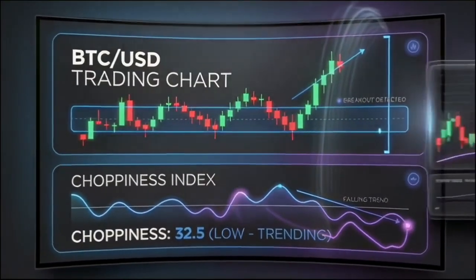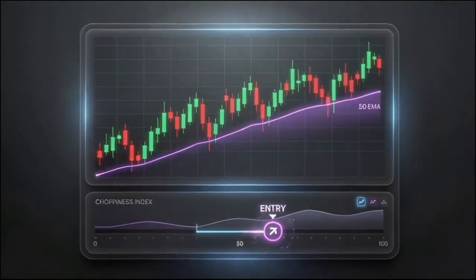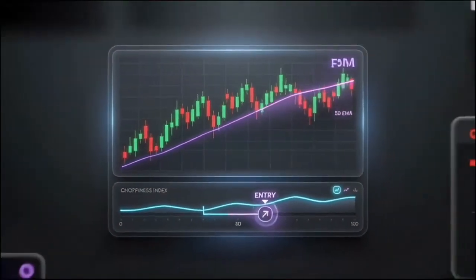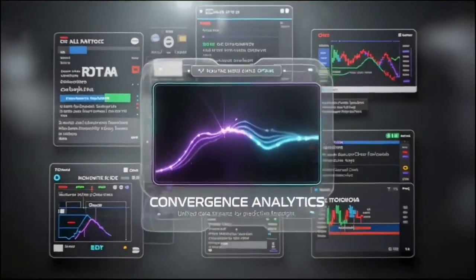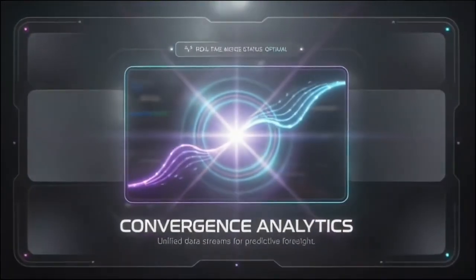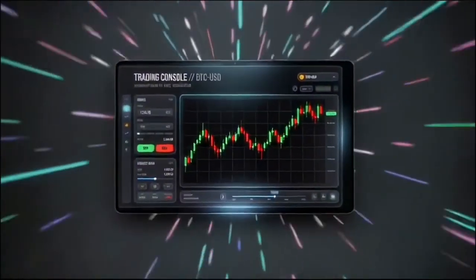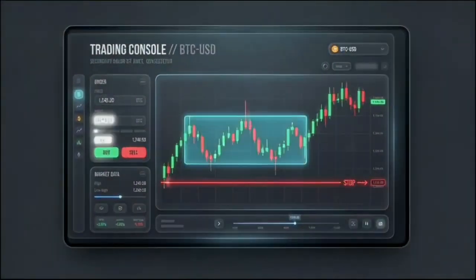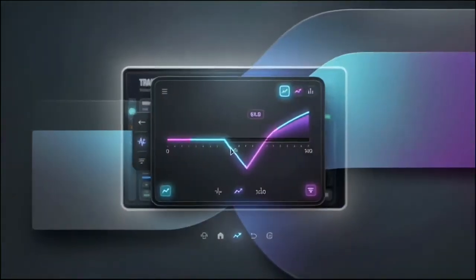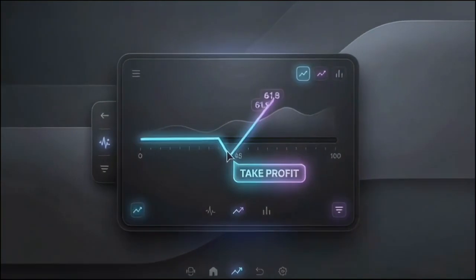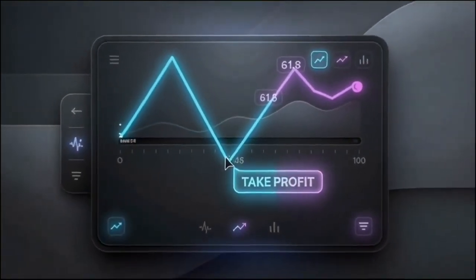Enter in the direction of the 50-period exponential moving average slope as choppiness passes through 50, because by the time it reaches 38.2, the move is often half done. The 50 exponential moving average is the pairing, direction from the average, timing from the regime switch, stop beyond the last consolidation boundary. Trail the position as long as choppiness keeps falling and start taking profit when it bottoms out and hooks back up, because that hook says the trend is exhaling.